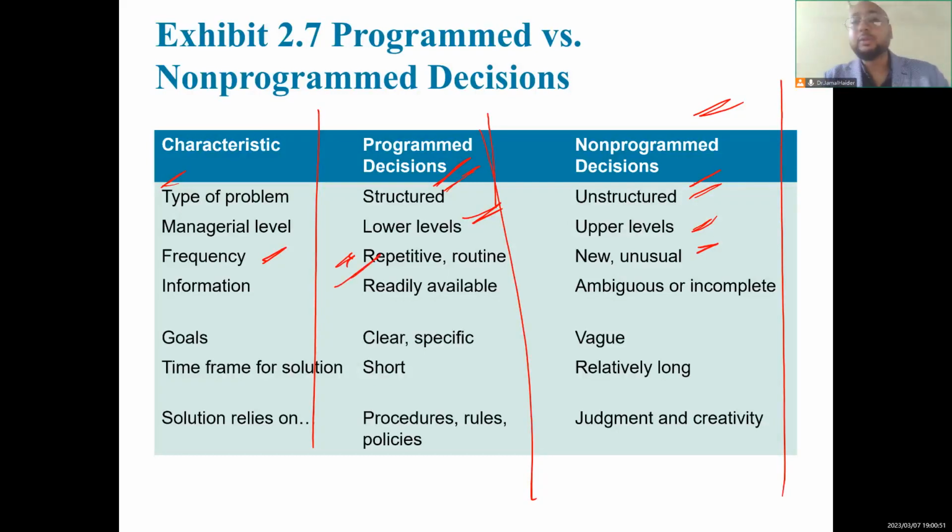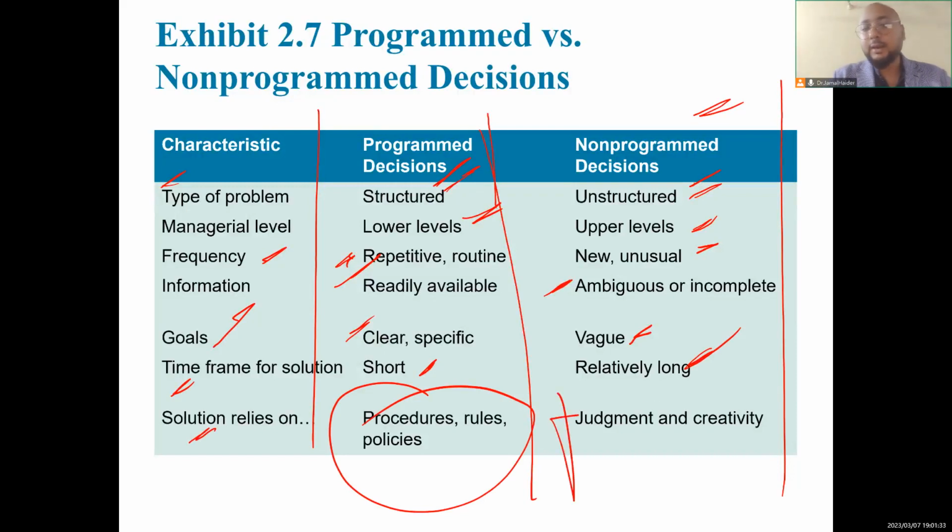Information: here everything is available because we have past history, but there we don't have information, or it is very incomplete or confused. Goal: here the goal is specific, like how we deal with a person who is absent for 3 consecutive days, but there it is vague, right? Time frame: short decision making here, because you go to the book of rules and then make a decision. But there you make long-term decisions, taking a long time. Solution: here you make procedures, policies, rules, and there a high level of judgment, creativity, intuition, and all those things are involved. All right.